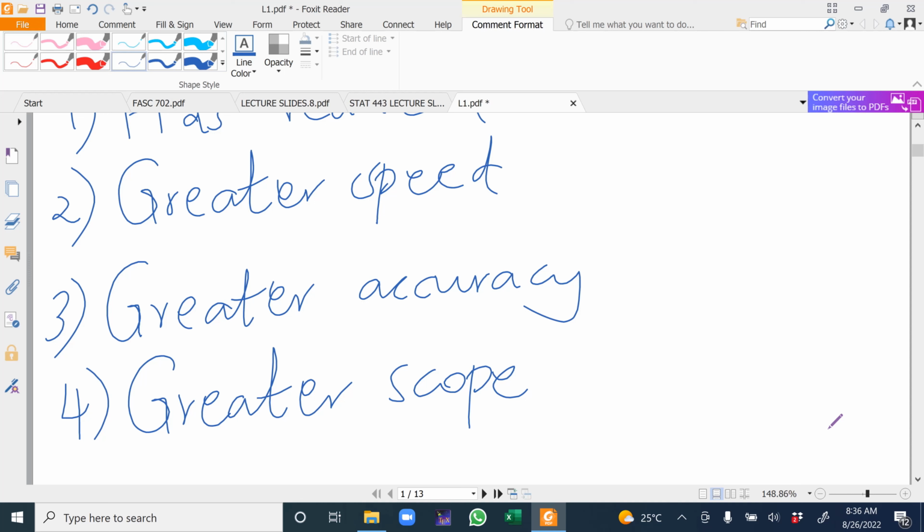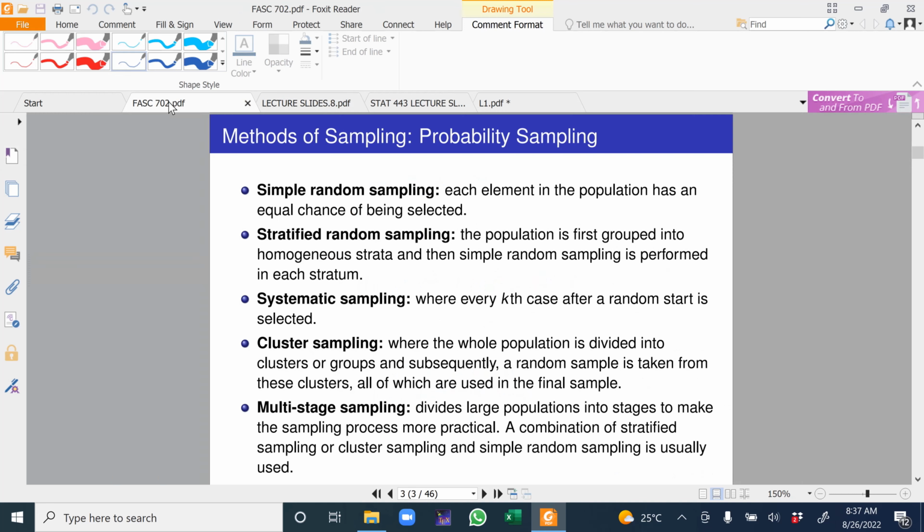So those are the four main reasons why the use of samples is preferred to a complete census. Now, having understood the reasons why we do this, it's important that before you start any survey, you have your objectives well stated. You need to have your objectives clearly stated.